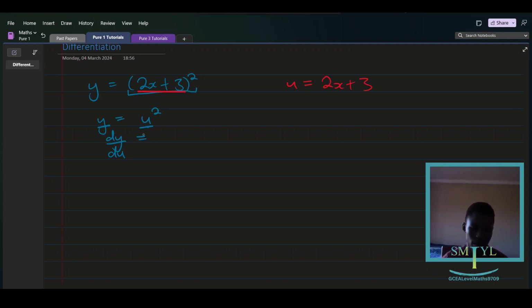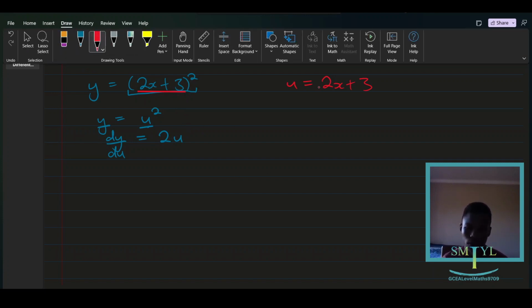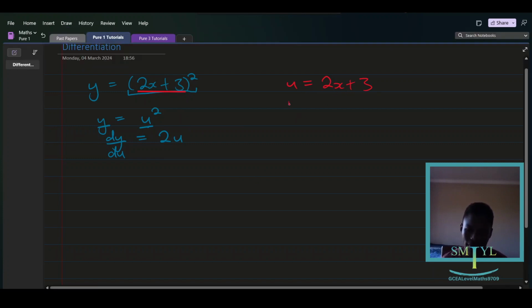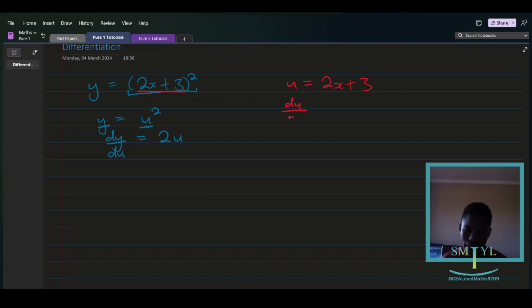And now we can simply bring down our power, so it becomes 2u, and then subtract 1 from the power. That would be to the power 1, so we can write it as 2u. And now let's go back to u. We've got u is equal to 2x plus 3. Let's find du dx. If you differentiate 2x, bring down the power, that's 1 times 2x, subtract 1 from the power, that will be 1 minus 1, so that will give us 0.